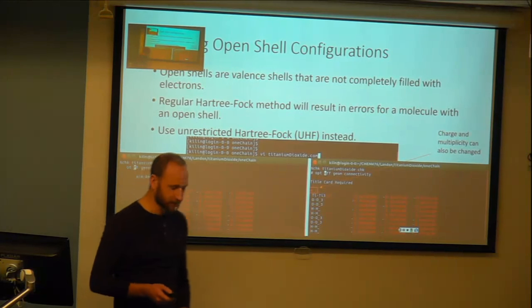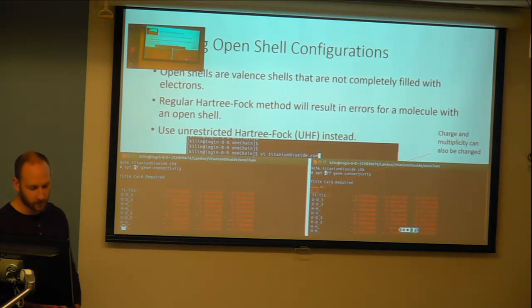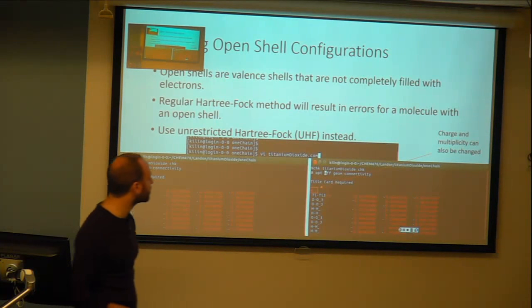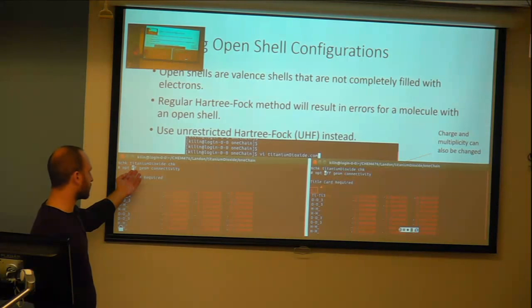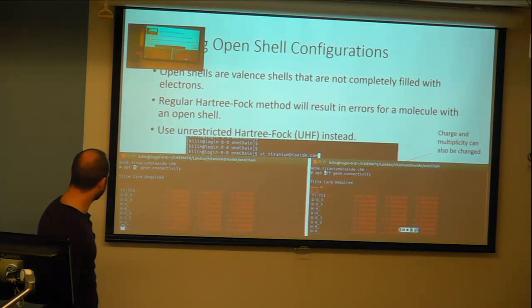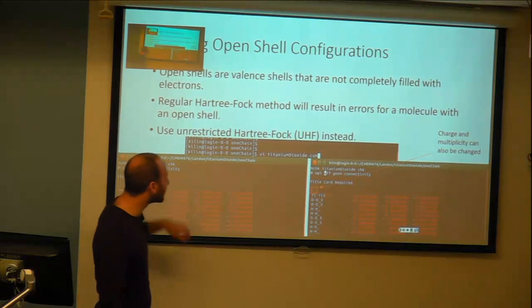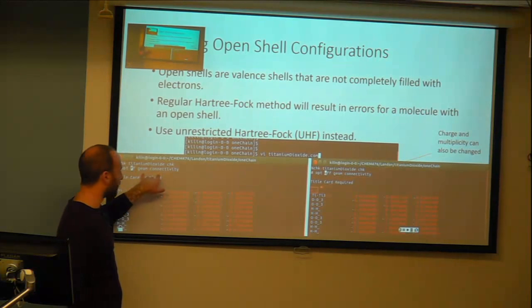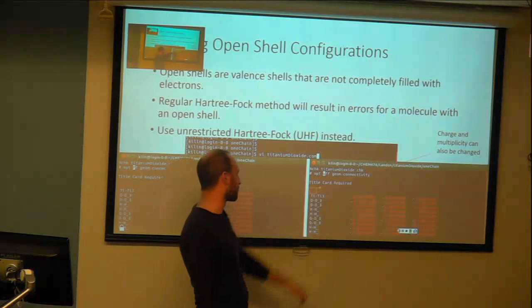So if you have an open shell configuration, the usual Hartree-Fock method will fail when you try to do your calculation. I used the wrong file on that, whatever. So instead of just doing the regular Hartree-Fock, I was in a hurry and not paying that much attention, I guess. It should be HF, and it shouldn't be going for geometry. It should go for energy. So all that you need to do is just add a U to the front of it.